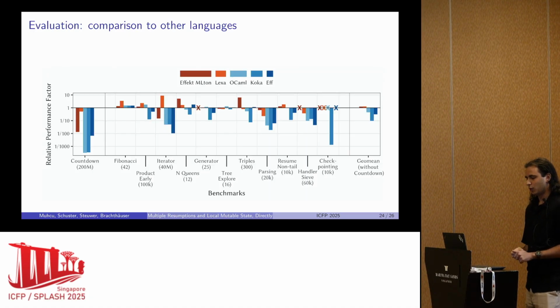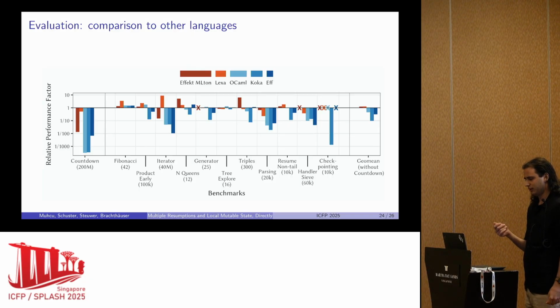Great. Now we have implemented this compiler in the LLVM backend of Effekt. And for that, we also ran a bunch of benchmarks. We're using a set of benchmarks that are explicitly designed to measure effect handlers in many different languages. We're comparing here to Lexa, OCaml, Koka, and F, and also the old MLton backend of Effekt, which is now deprecated.